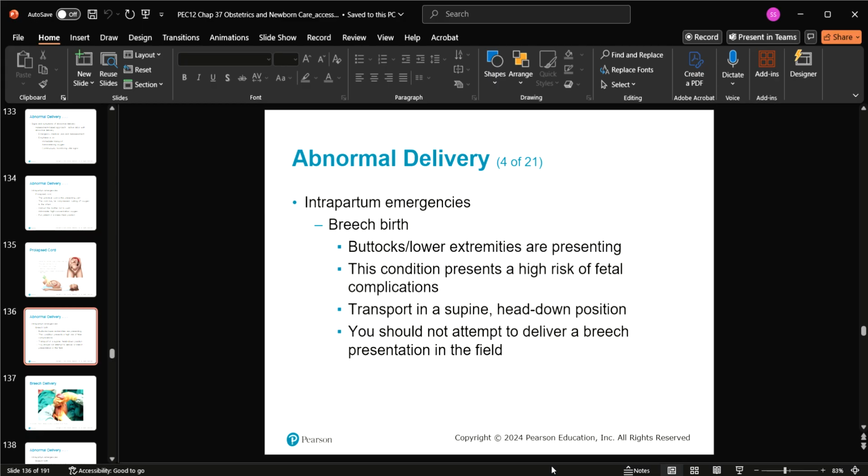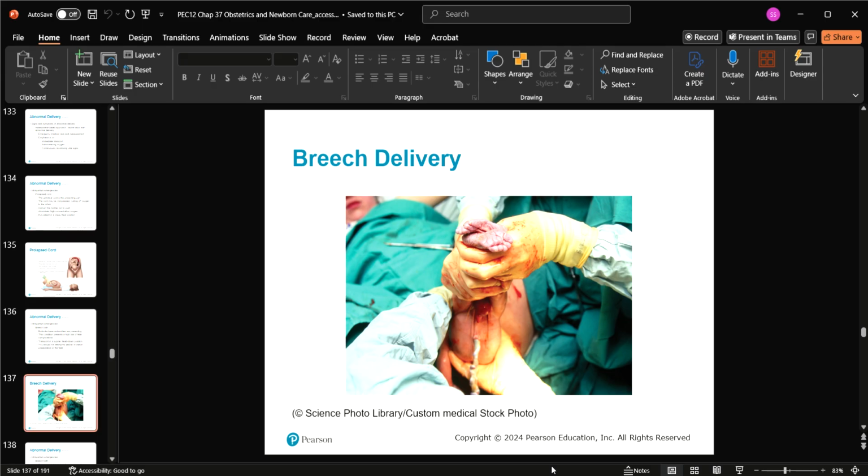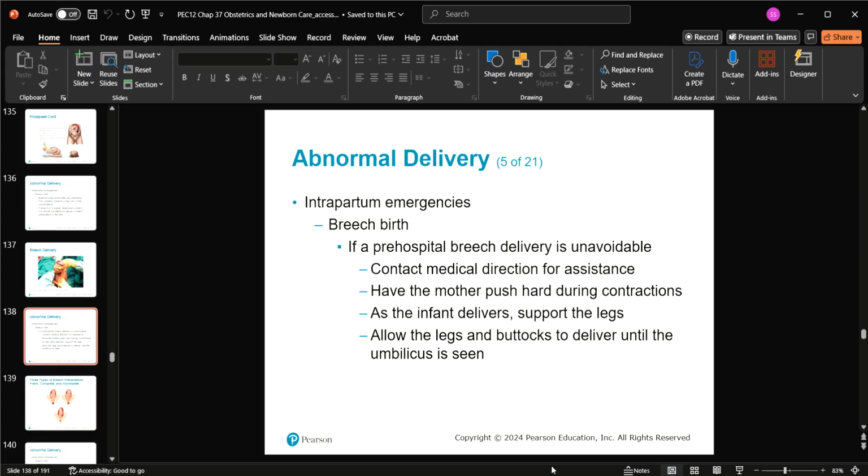I know this is corny, but breeches, or you might hear them called breeches, depending on what part of the country you're in or how far south you are. A breech birth is where the buttocks or lower extremities are presenting from the patient. Do not attempt to deliver a breech birth in the field. You are not going to be able to. You need to get them to the hospital. They need to be seen by L&D immediately.